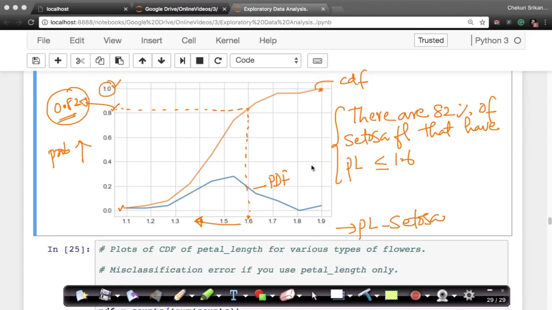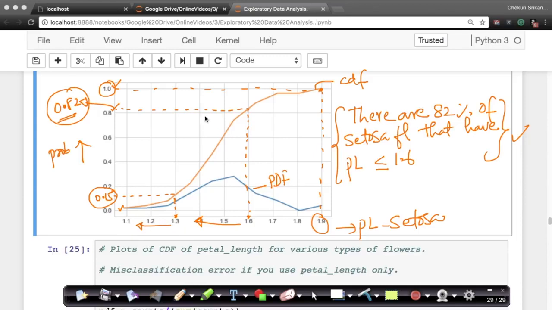Let's understand what this means, using a similar argument. This is 1, which means 100%. It means 100% of setosa flowers have a petal length that is less than or equal to 1.9. Similarly, let's take a value here. I'll just do multiple values. This value seems to be around 0.15. What this means is 15% of setosa flowers have petal length that is less than or equal to 1.3.